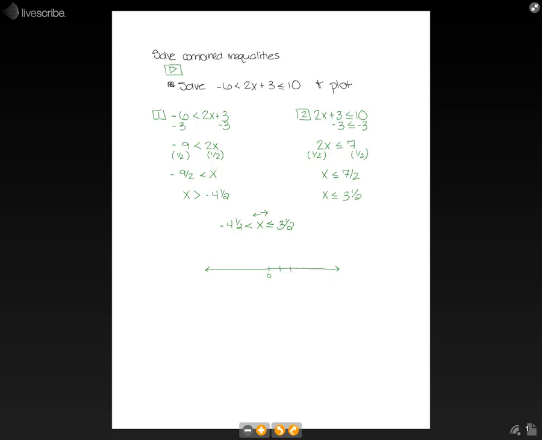If we do this, indicating 0 as our center, we know we need to go up to 3.5, so 1, 2, 3, 4, and then 1, 2, 3, 4, 5 in the negative direction. And then we know that we're going to go from 3.5. It's going to be less than or equal to, so we can do a filled-in circle at 3.5, and it's going to be greater than, but not equal to, negative 4.5. So we have an open circle, and we know that's everywhere in between those two spots.